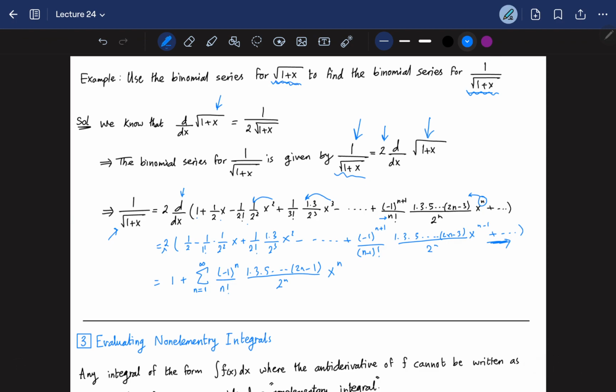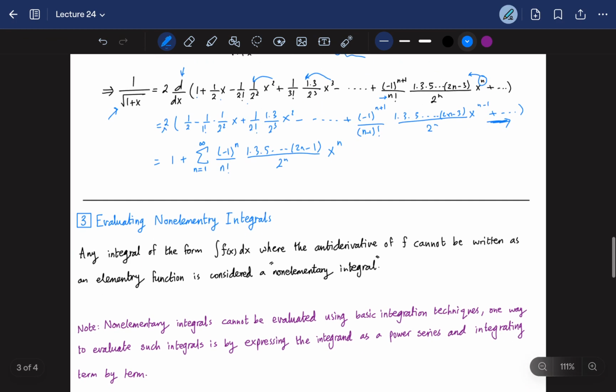So here, if you already know a series and you know that this series is the derivative of the other series, you just differentiate each term separately, then find the new formula of the series, and that would be the series for the function needed.